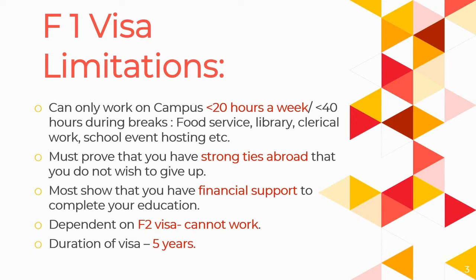A side note about the F2 visa is that a dependent would be either a parent, a child under 21 who is single, as well as a spouse. So the F2 visa is again done by your school. When you submit your paperwork, you will have to declare that you have a dependent, and they'll include that. So then with that documentation in the I-20, you will be able to apply for an F2 visa for your dependent. And then your F1 visa duration is for 5 years.